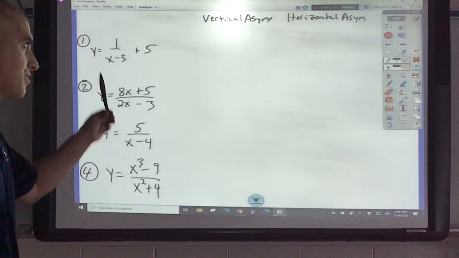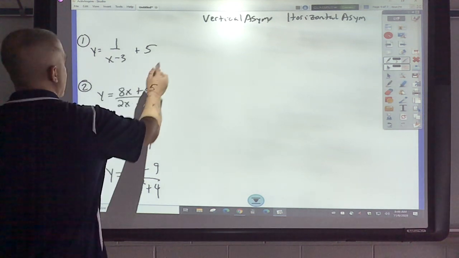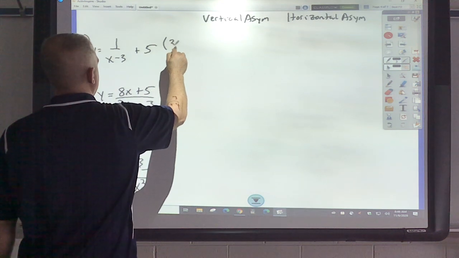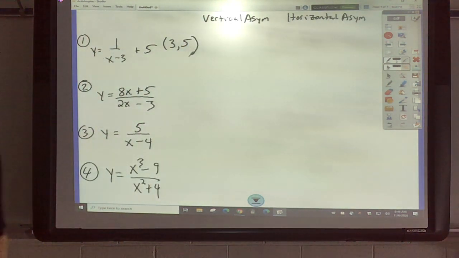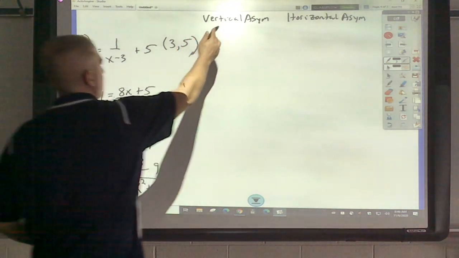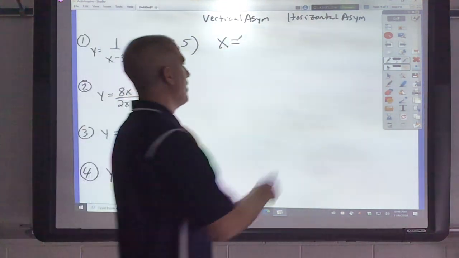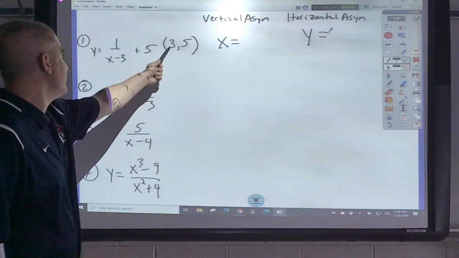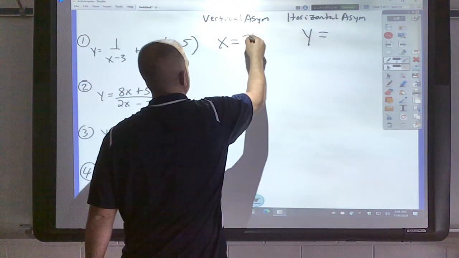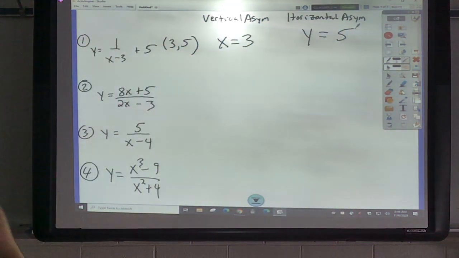I want to go through some different examples here for you. We talked about this graph before, where the anchor point was at (3, 5), and we drew it out. Now the idea behind the vertical asymptote is that it is an x equals, and the horizontal asymptote is a y equals. So pretty easy here. With my anchor point, this would just be 3, and this would just be 5. It's that simple.